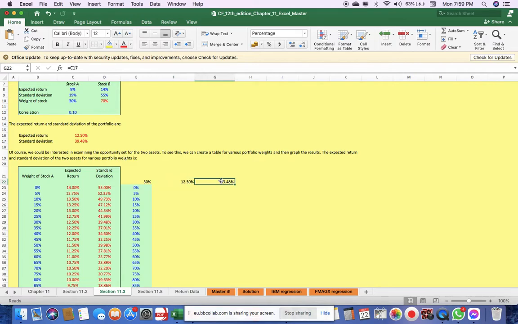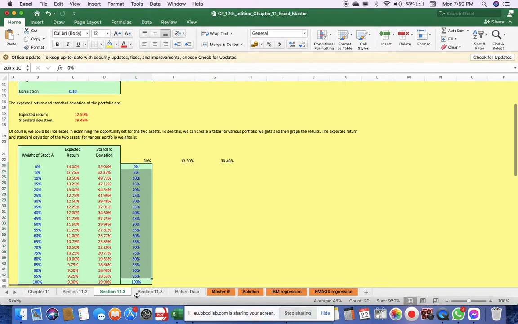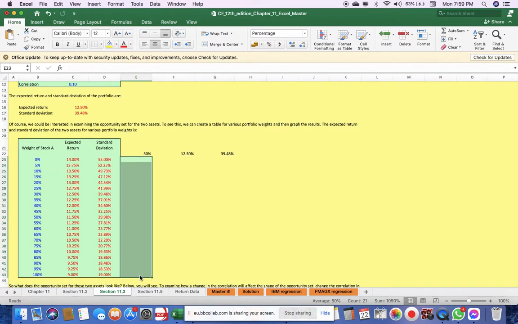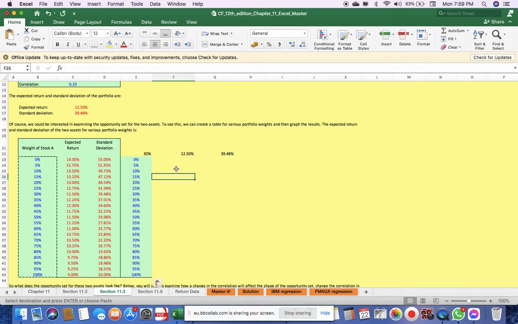What is the standard deviation? If the weight of stock A is 30%, the standard deviation is 39.48%. Enter. Then for this one, whatever percentages you want to use. Here I just borrowed these percentages from here; I copied from here and pasted here. So that's it. Now I will do the data table.